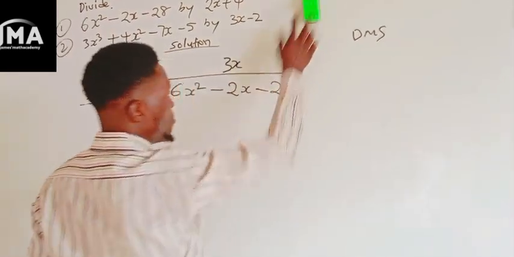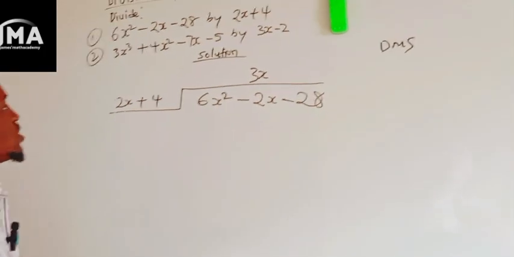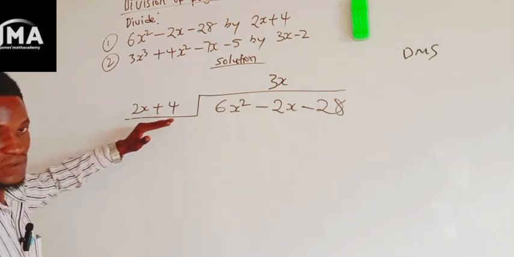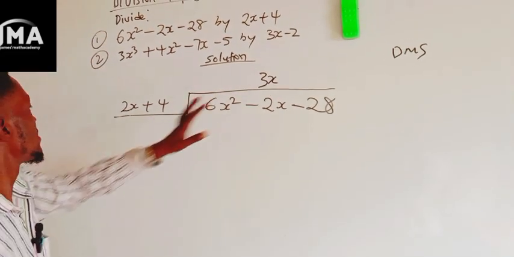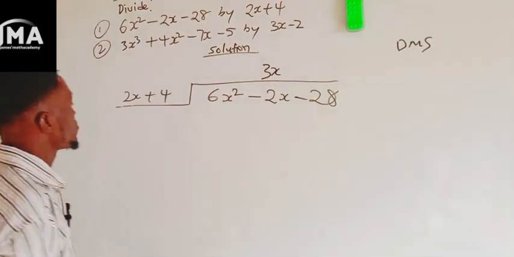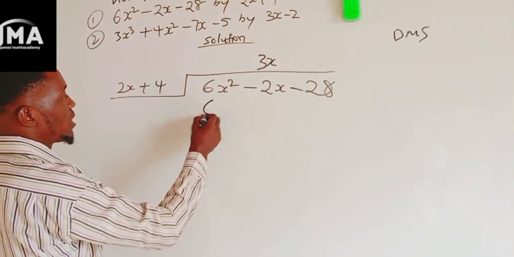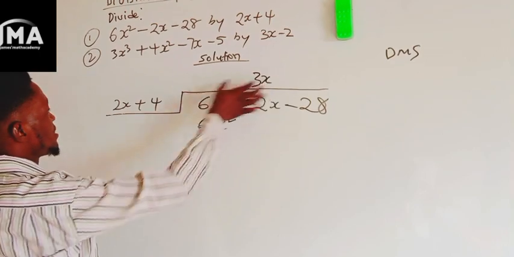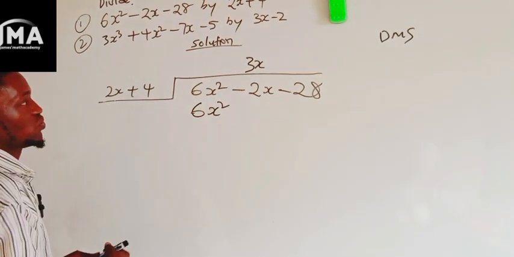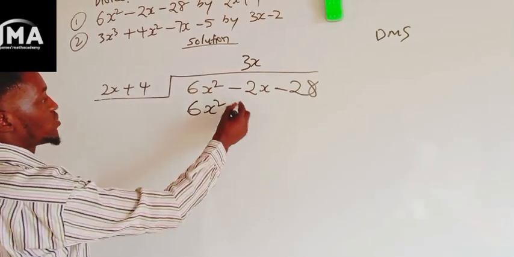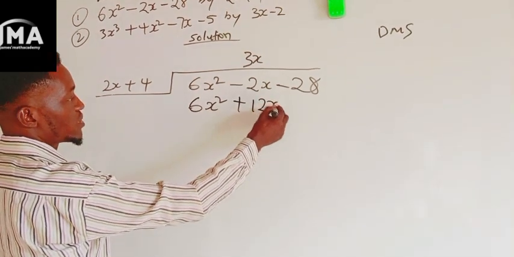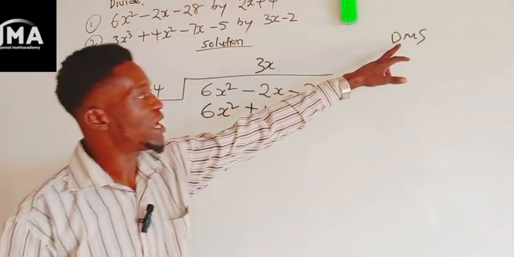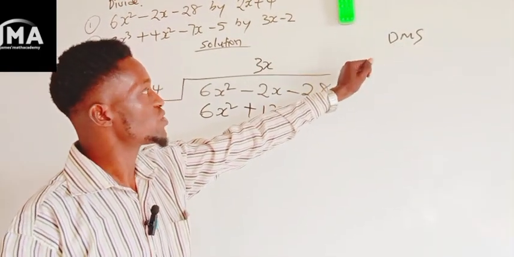Let's go to our multiplication. In our multiplication, this 3x we multiply by all the terms that are here. So 3x times 2x is 6x squared. 3x times plus 4 is plus 12x. Okay, so I'm done with my multiplication.